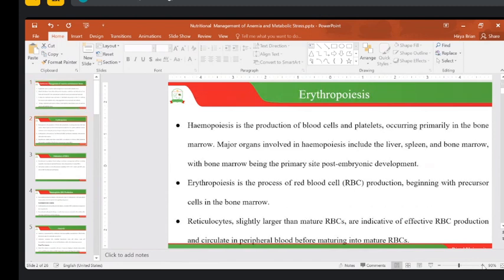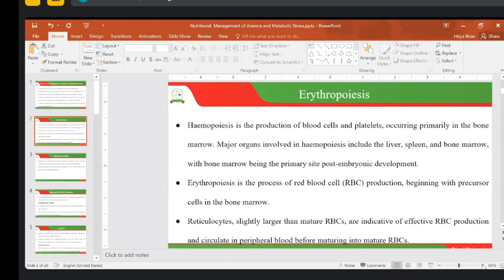So when we talk of erythropoiesis, we have things to note here. One, we have hemopoiesis, and we are looking at this as the production of blood cells and platelets. This occurs primarily in the bone marrow. It's a little biology. The major organs involved are the liver, the spleen, and the bone marrow, with the bone marrow being the primary site for the development of these blood cells.